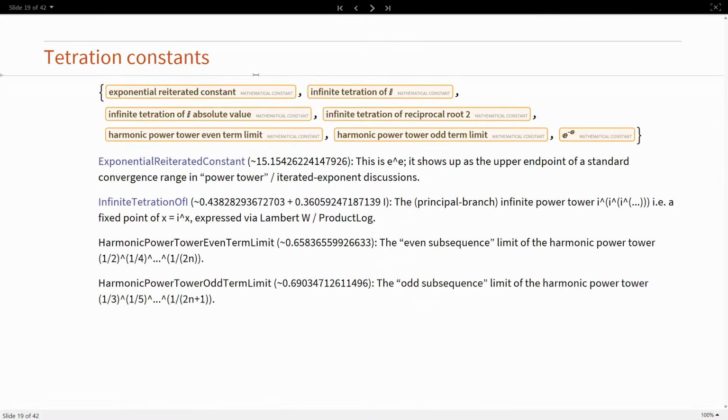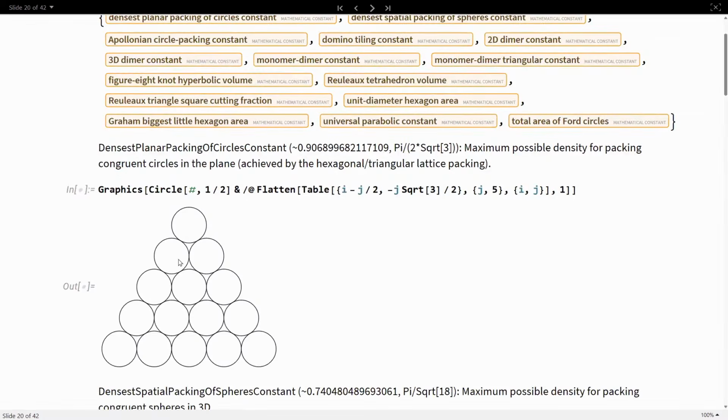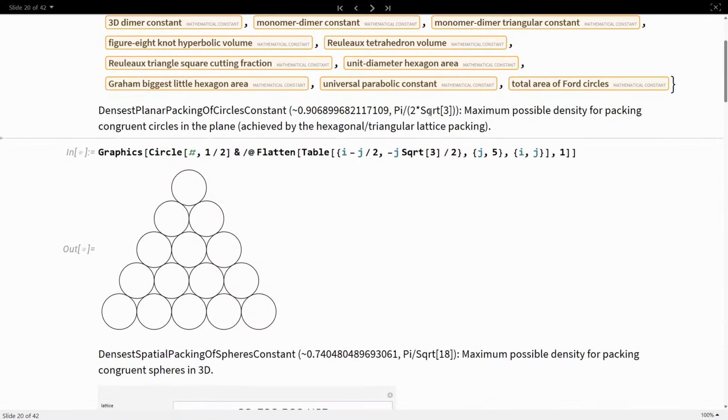There's various tetration constants where you stack a bunch of values in a power tower, and those will go to various constants as well. Packing constants. The densest packing of circles is the simple hexagonal packing, and it has this density here, 0.9068, or pi over 2 times the square root of 3.